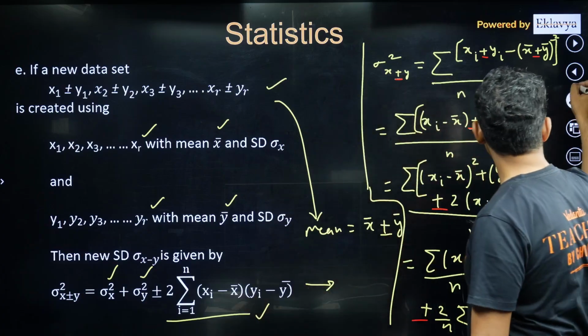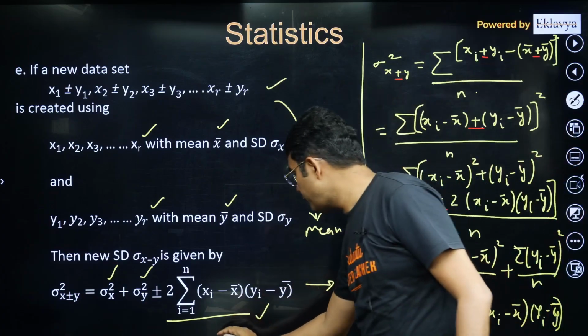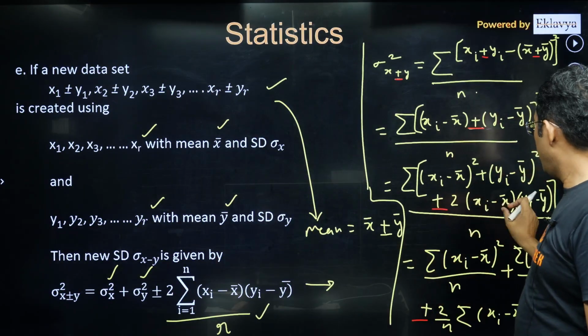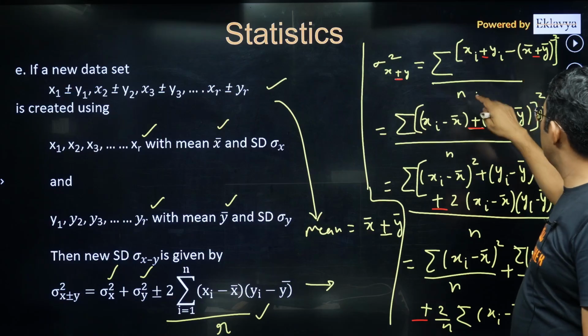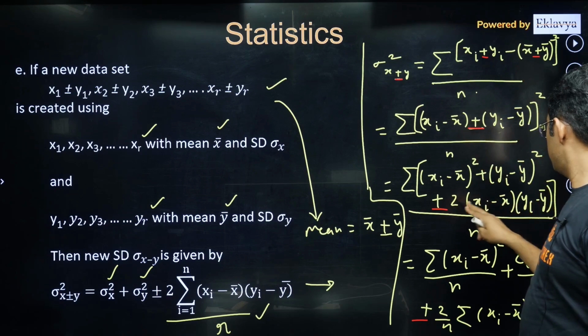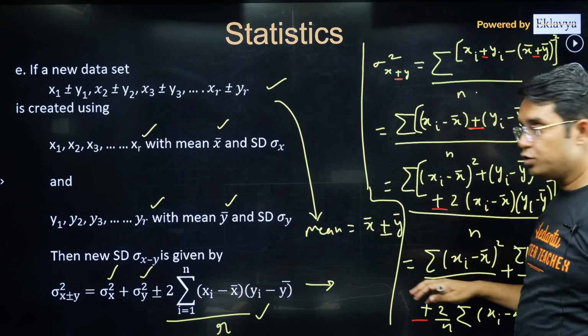Okay, I hope you understand why r is coming here. Why is r coming here? Because when I am taking the summation, I have to divide by n also. The number of data points n, I have to divide. I am just checking. Yeah, n. I think it should be there. Yeah, it should be there.